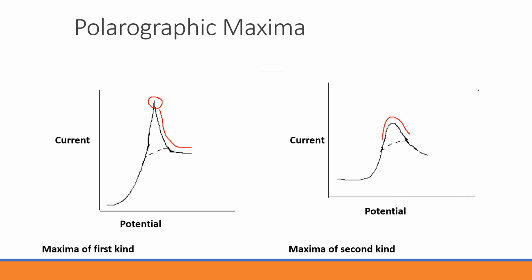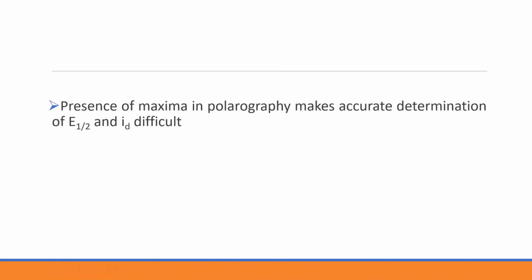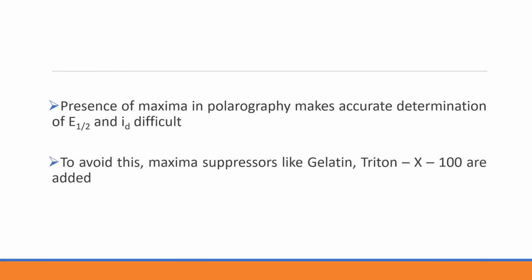Now these maxima create difficulty in the measurement of E-half and i_d values, which are important for qualitative and quantitative analysis respectively, and therefore these maxima need to be suppressed. For that purpose, we have certain substances which are called maxima suppressors. So before we start the polarographic analysis, we need to add maxima suppressors to our sample solution. Common examples of maxima suppressors are gelatin, Triton X-100, etc.